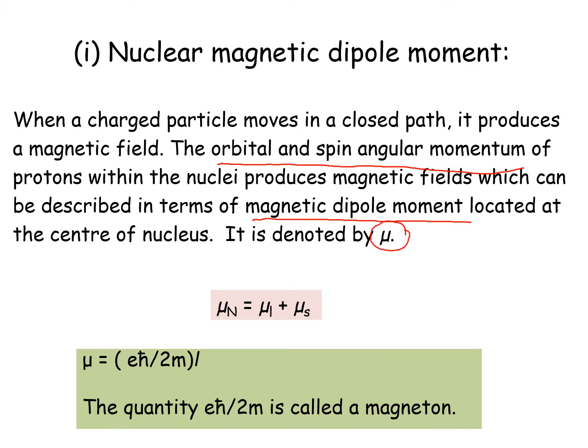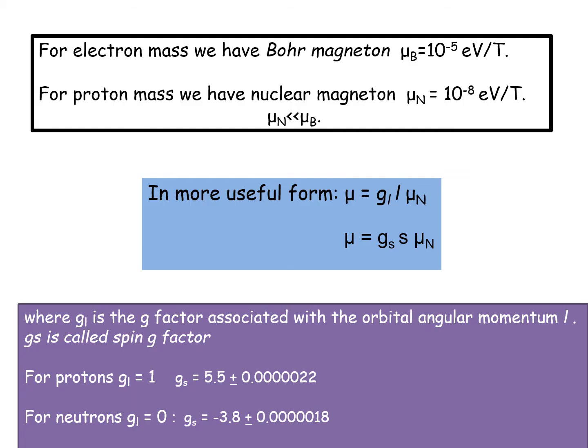So here mu will be the contribution of both the orbital part as well as the spin part, and this value is e ħ/2m times L, where L is the orbital angular momentum. The quantity eħ/2m is called the magneton. Now, for the electron mass, we generally use the Bohr magneton, that is mu_B, which is about 10^-5 electron volt per Tesla.